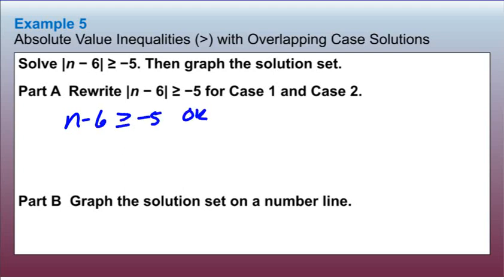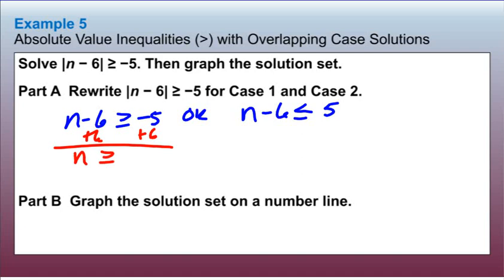or n minus 6 is going to be less than or equal to a positive 5. And then solve for these. So I'm going to add 6, and I would have n is greater than or equal to 1. Or here I add 6, I would have n is less than or equal to 11.